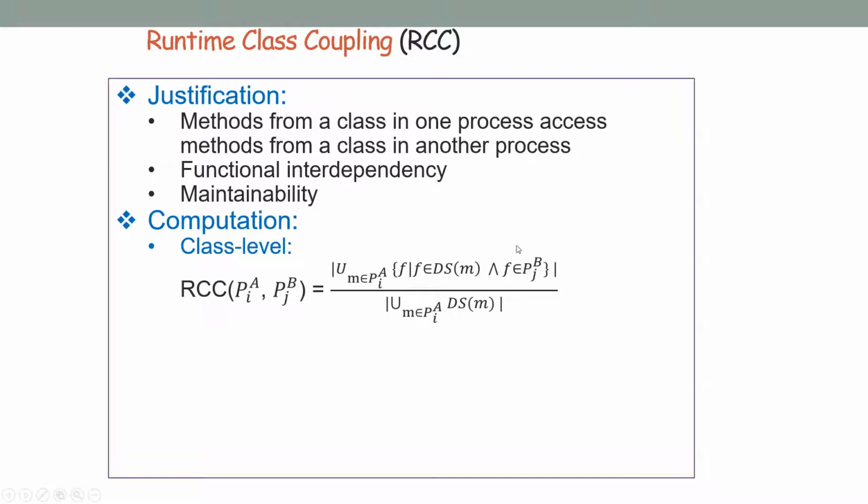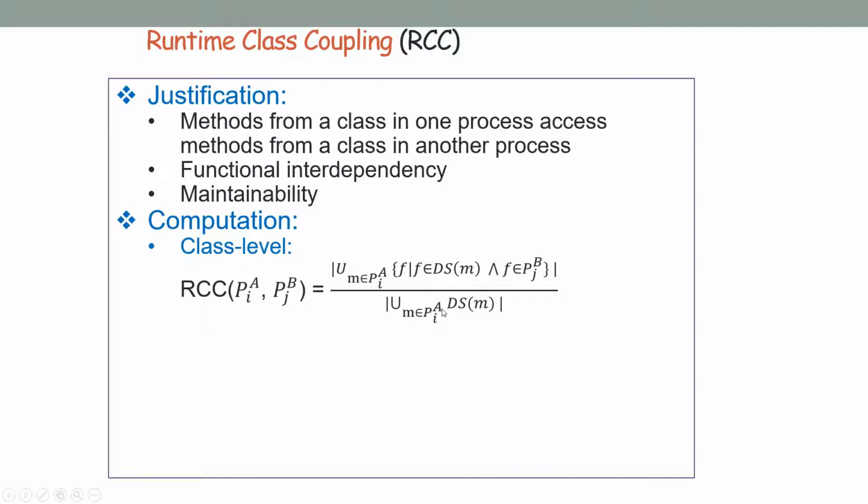The class level RCC is the ratio between two numbers. The numerator is the total number of methods in the first class that depend on any methods in another class in a different process. The denominator is the total number of methods in any process other than the first process that are dependent on any methods in the second process.